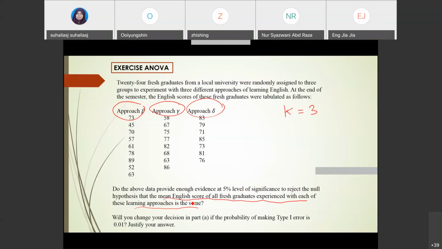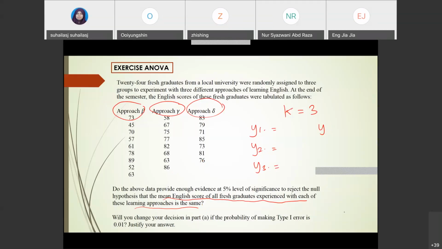Now you have more than 2 populations. Normally when we have more than 2 populations, we will conduct analysis of variance. When you refer to the question, you check how many treatments. In this case, we have K equals 3, which is more than 2, so we will proceed with analysis of variance. Now, find the total for the first treatment, the total for the second treatment, and the total for the third treatment, and give me the grand total.